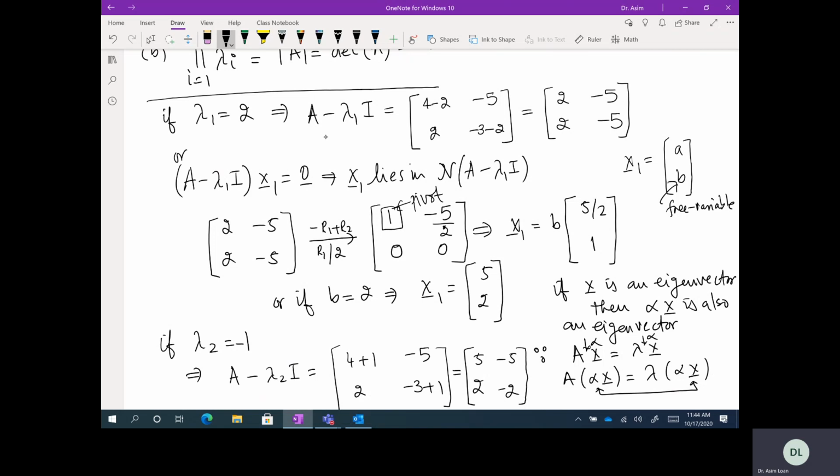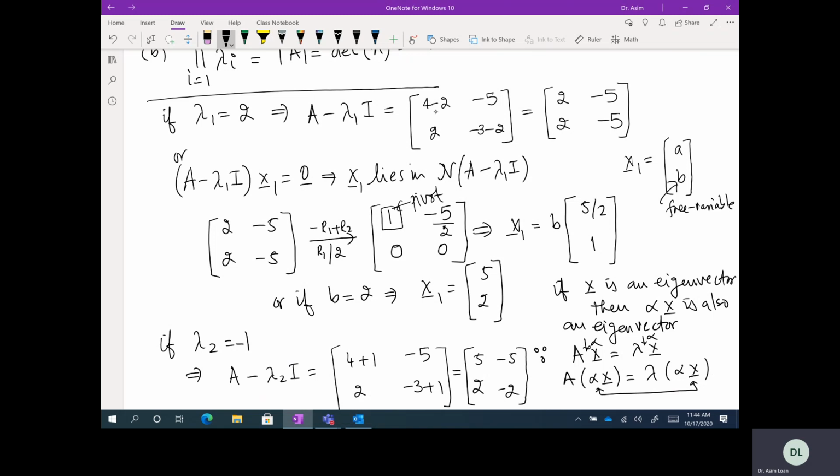So we form this matrix A minus lambda 1 I, which is 4 minus 2. So the eigenvalue is subtracted on the main diagonal, and we want to solve the equation A minus lambda 1 I times x1 equals 0, where we want to find x1. If this is some matrix B, then this is B times x equals 0, which means that x1 lies in the null space of A minus lambda I.